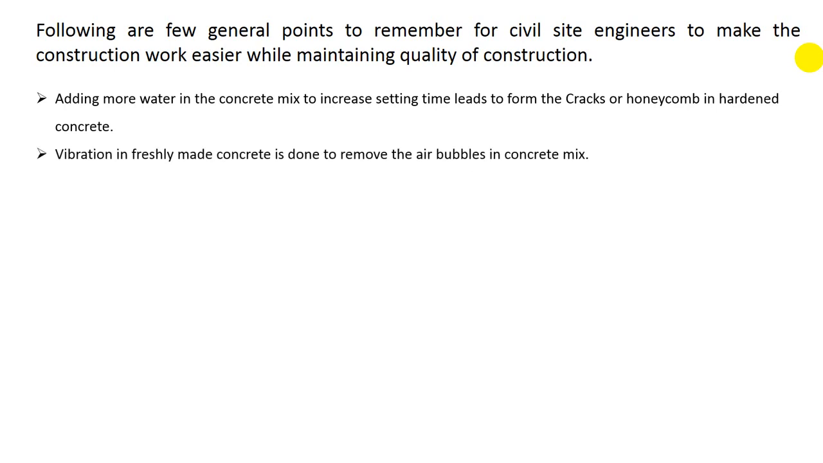Vibration of freshly made concrete is done to remove the air bubbles in the concrete mix. If you notice, when concrete is placed in a beam, a column, or a slab, some vibrating machines are used to vibrate it for nice placement and to reduce the air content in that place.